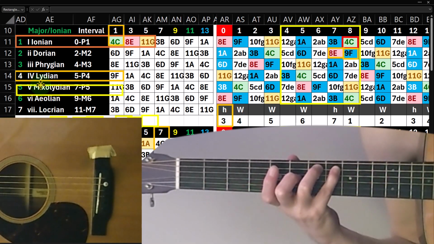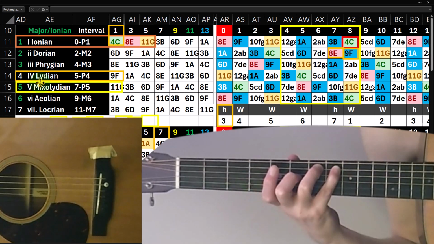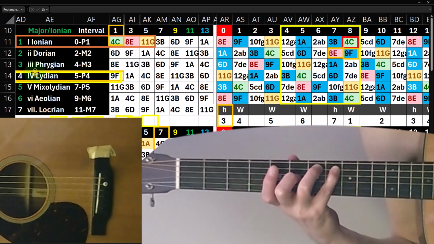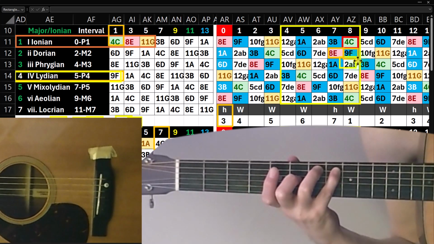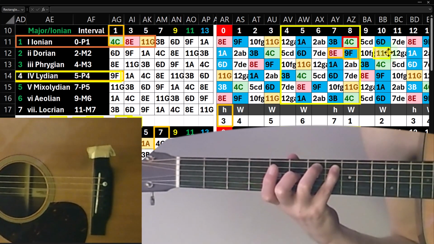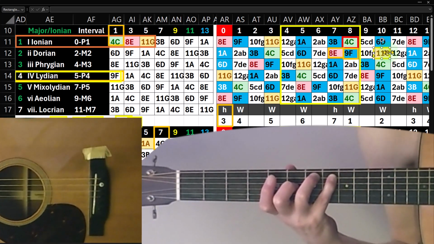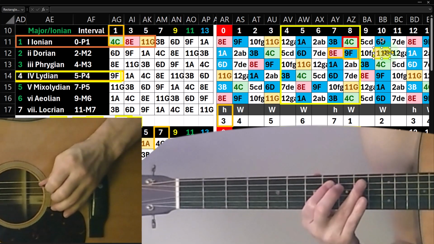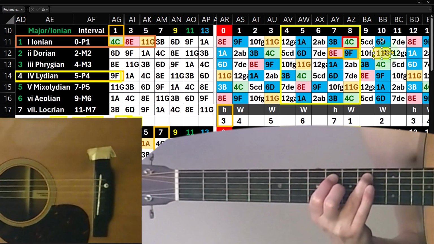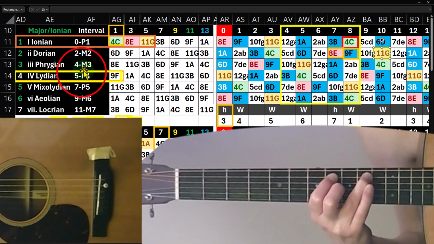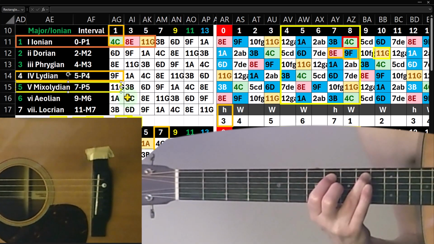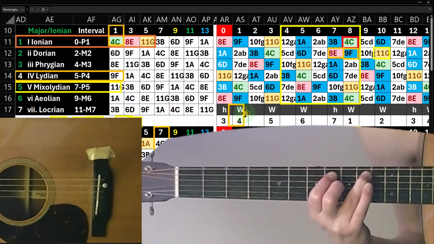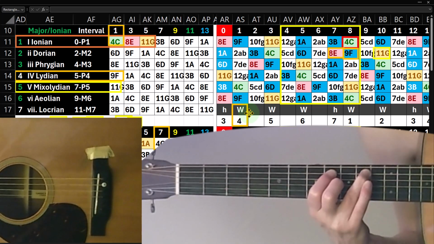So we went from the third to the fourth. So we're here. And then we're going to go from the fourth to the fifth. I'm going to continue it out this way. So now we're going to go from the fourth to the fifth, and that would be going from the Lydian to the Mixolydian. From the fourth to the fifth is going to be a whole step.